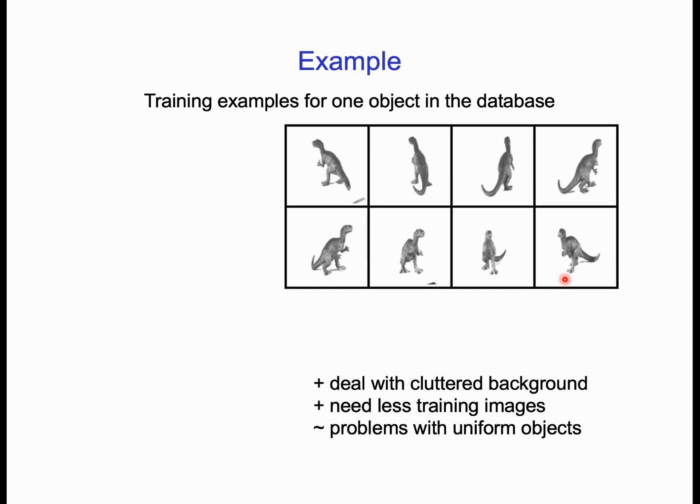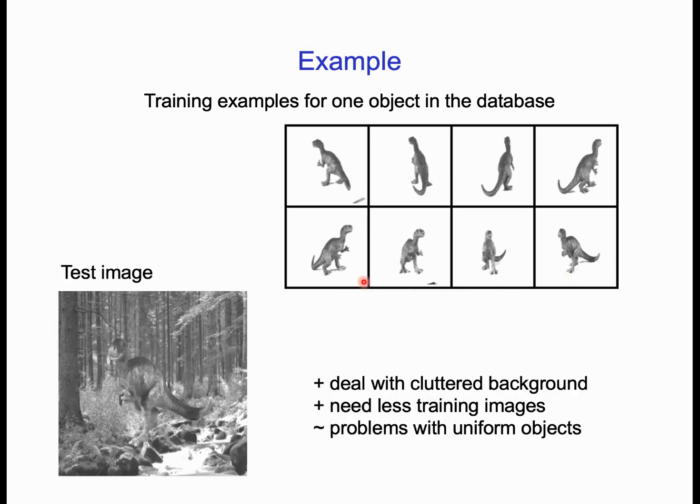Schmidt and Moore's algorithm is able to identify in this image the dinosaur and the pose that it corresponds to. For instance, here it's shown with the red bounding box. Notice that the algorithm only looks for local image features. Therefore, it's able to deal with the cluttered background. It needs fewer training images because of the robustness to the transformations that these features and interest points have.